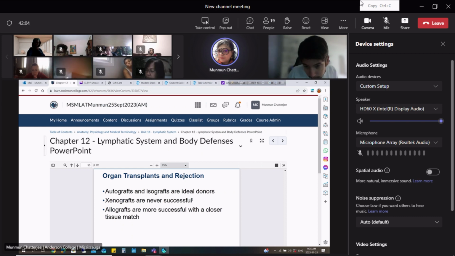So these are research, they always try to do it so that you can get some specific donors. Maybe they can do it from the chimpanzee or something very close. Nobody knows, that is the research. And allografts are also successful because before doing that, they do a very close tissue match. That's the compatibility test.